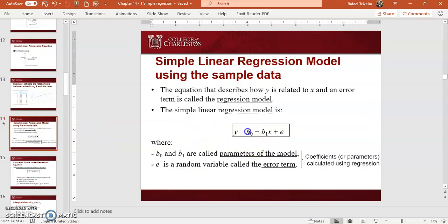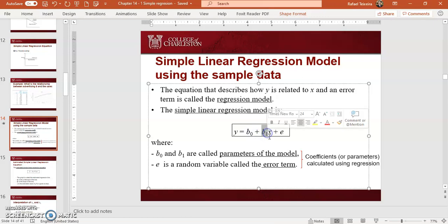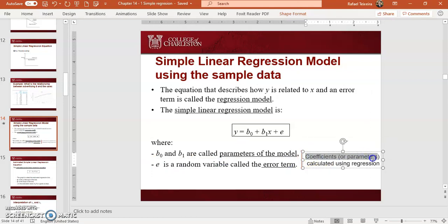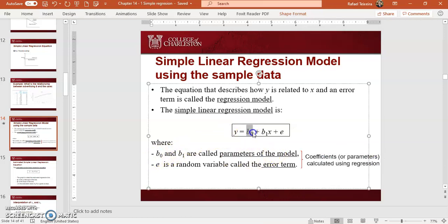What we don't know is B0 and B1. And you see that B1 is connected to x, and I'm going to explain them to you. And there is also a third term, which is an error. Okay, so B0 and B1 are called parameters of the model, and E is a random variable called the error term. So these are the coefficients, and we're going to compute them. Our job in this chapter is to find these terms here, B0, B1, and the error term. Okay, so this is what we're going to do.